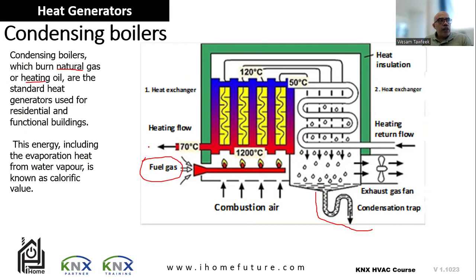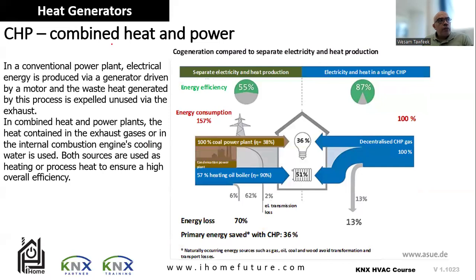Okay. Another type is called combined heat and power, CHP. The idea is very simple. When you are trying to generate power, like electricity, you normally get heat as well from this process. In this idea, you take this heat from the generation of electricity and use it also as a heat generation source. In the normal setup, with separate electricity and heat production, you can get an energy efficiency of about 55% because the other heat is lost.